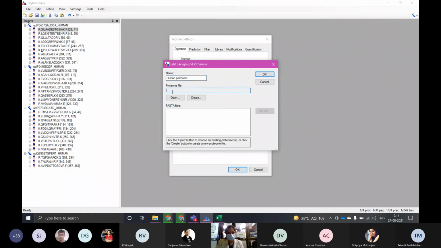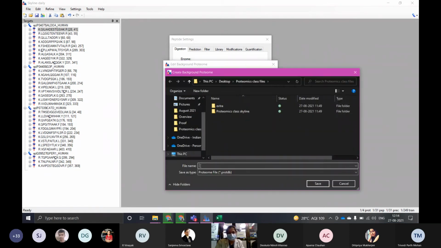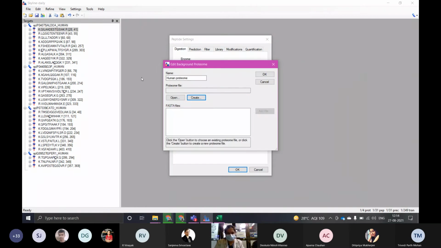Now you have to either create a protdb file or open a protdb file. For people who are using this for the first time, you'll create a protdb file. So you create it somewhere you find okay. You navigate to the folder, then you give it the same name that you have given earlier, human proteome.